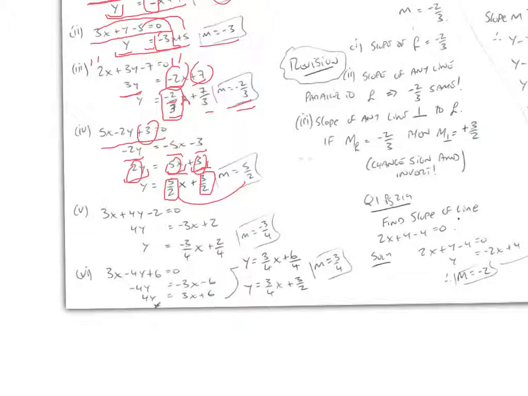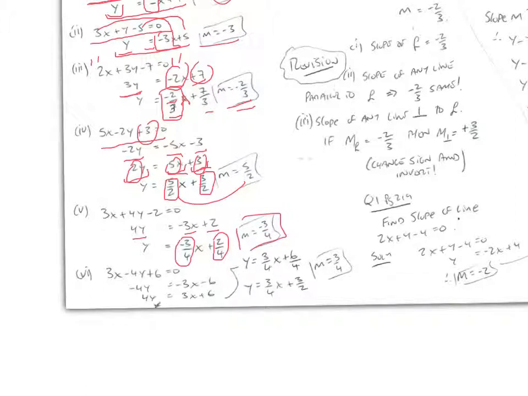3x plus 4y minus 2 equals 0. Here's our 4y. Bring over our 3x, minus 3x, our minus 2 becomes plus 2. Then divide all the terms by the 4, so we get minus 3 over 4 x plus 2 over 4, our slope is minus 3 over 4.